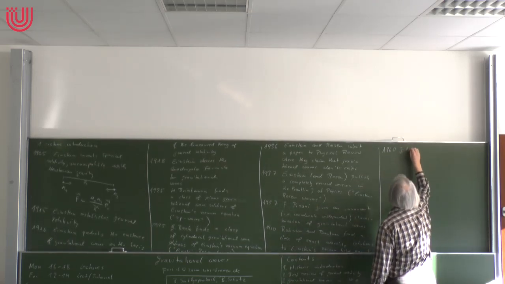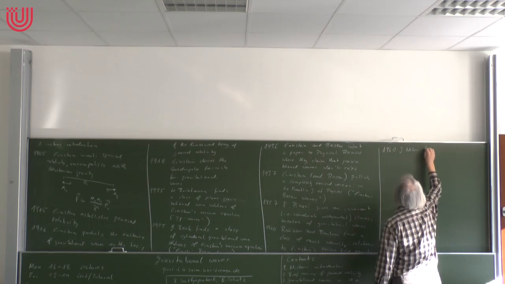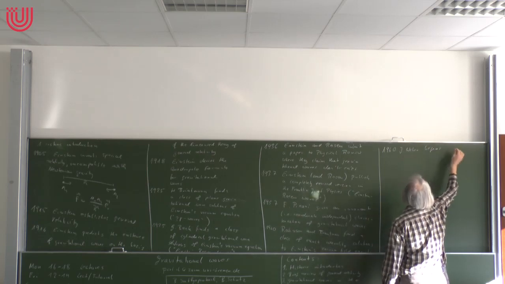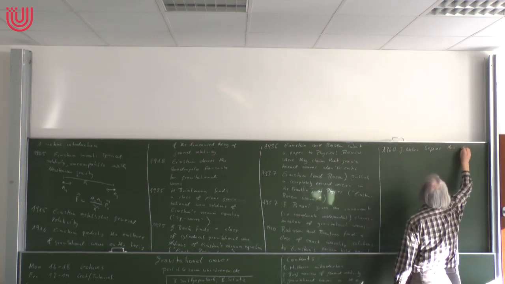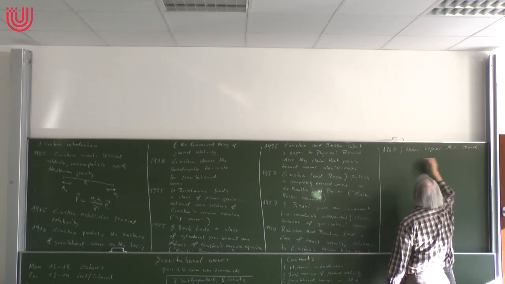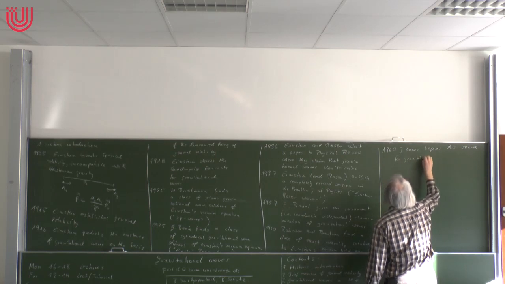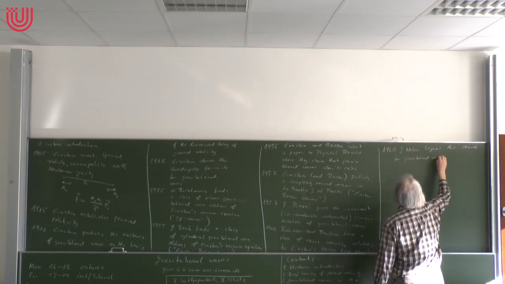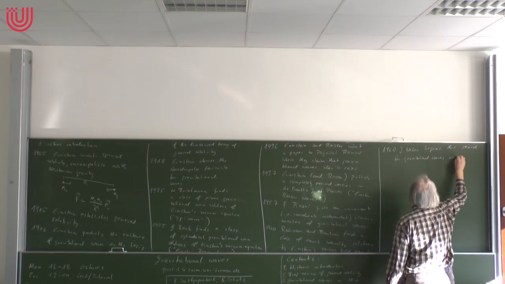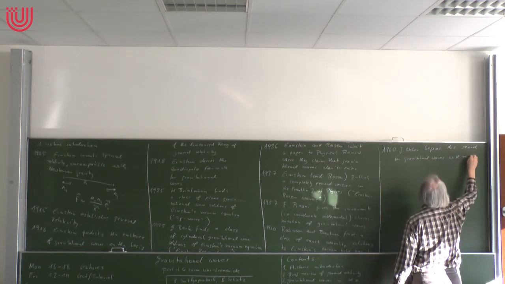So this is where Joe Weber begins his search for gravitational waves, a really experimental search, with the so-called resonant bar detectors.